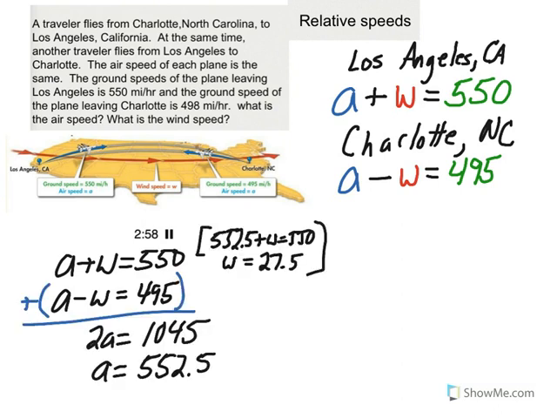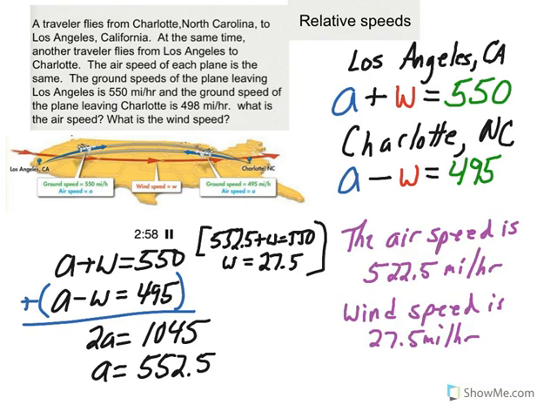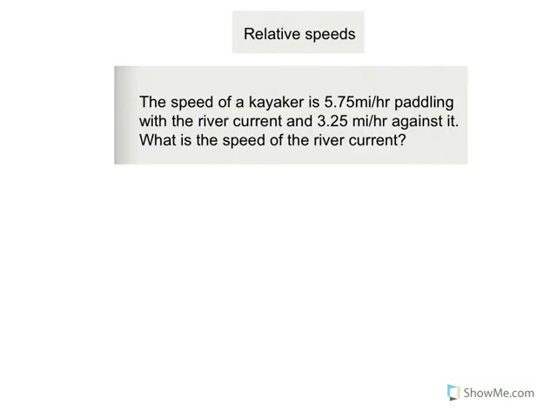Solving the systems of equations, we get the following solution, which means the airspeed is 522.5 miles per hour, and the wind speed is 27.5 miles per hour. Please pause the video, check your answer, and copy this all into your notes. Okay, now it's your turn. Please pause the video and solve this problem.